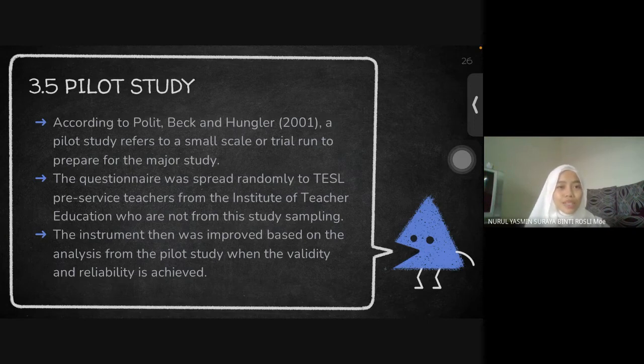So basically, for this research proposal, the researcher has conducted a pilot study in order to test the instrument of the questionnaire, whether it achieves the validity and the reliability. According to Polit, Beck and Hungler 2001, a pilot study refers to a small scale or trial run to prepare for the major study.